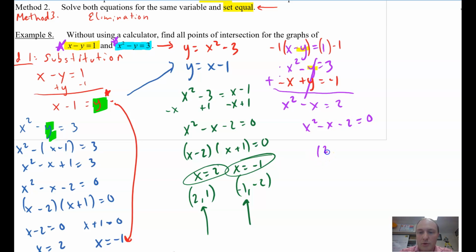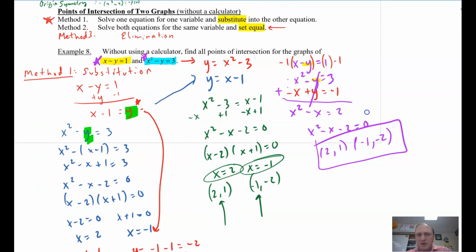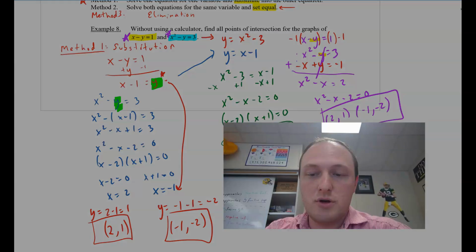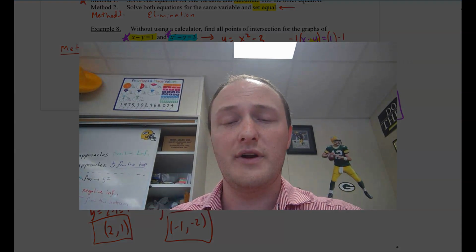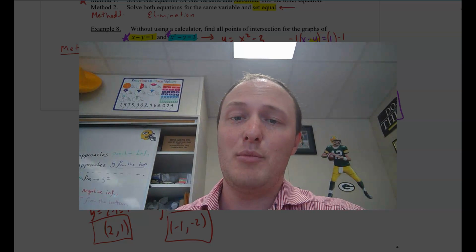And lo and behold, it will produce the same values: x equals 2, x equals negative 1, giving us these points of solution. Same example, just different methods. So in this video, you learned how to solve for an x value for intersecting graphs, and then find that point of solution by plugging x back in.